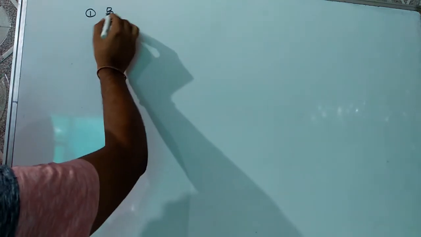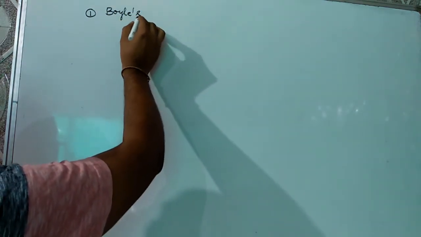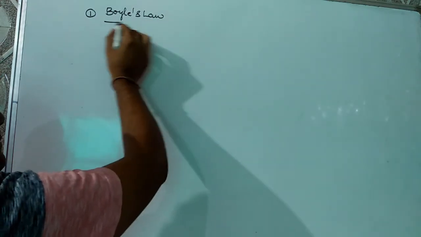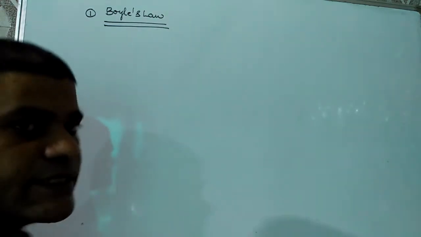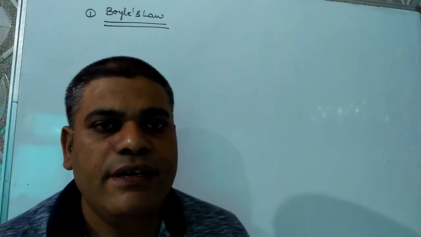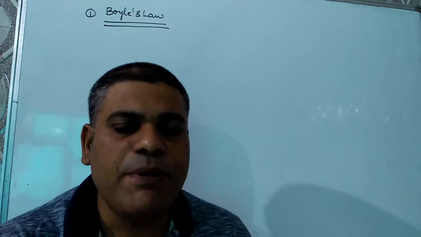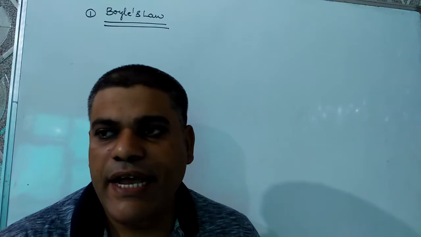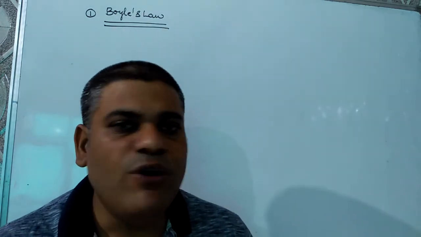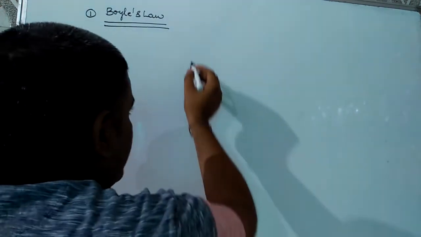So, after discussing the general properties of gaseous state, today we are going to discuss various gas laws and their numericals. The first law related with gases is Boyle's law. Boyle's law is a very important law, and it states that if temperature remains constant, then volume of a gas is inversely proportional to pressure.